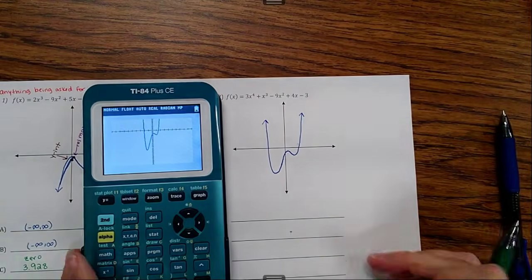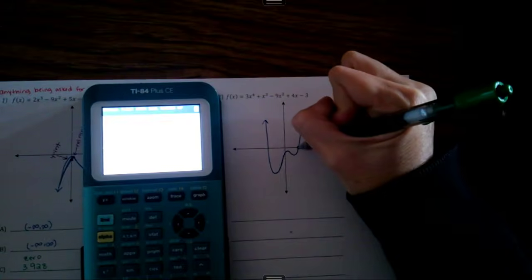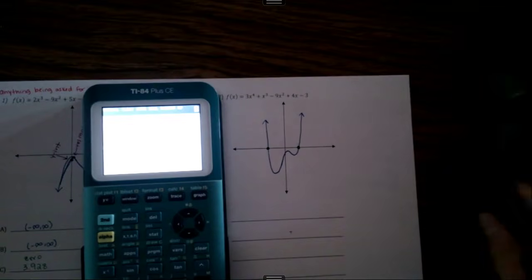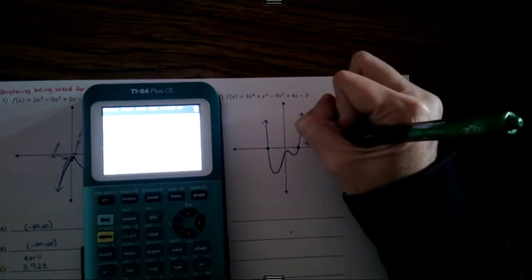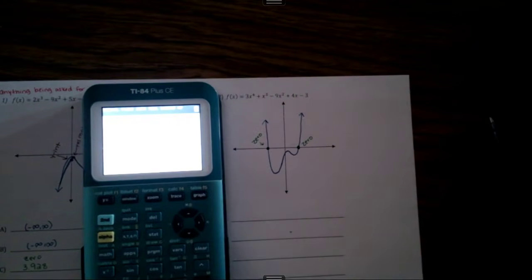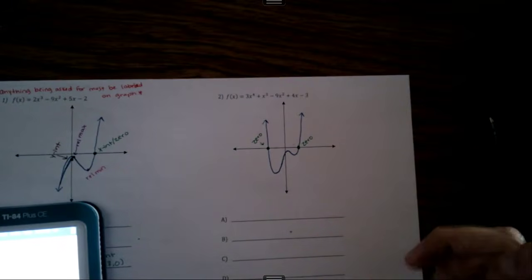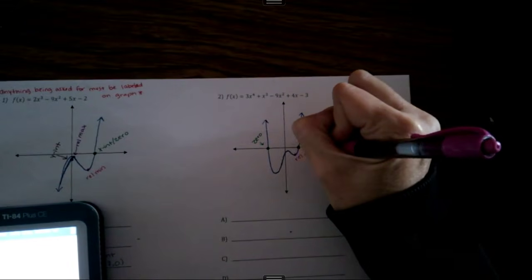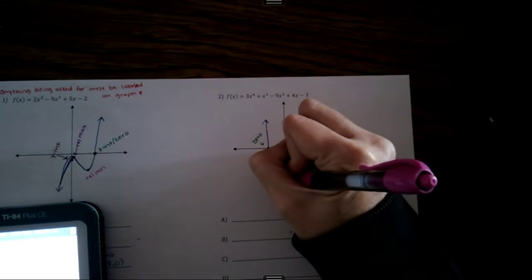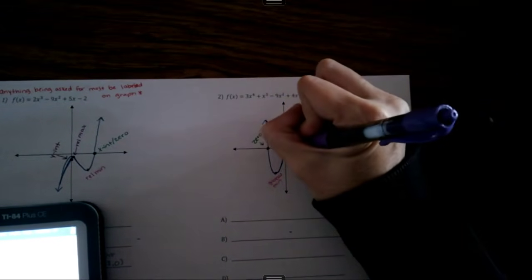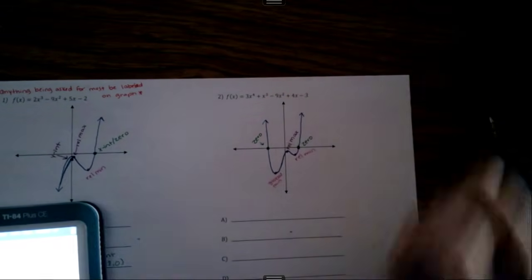Okay, so I have zeros here and here, and I have a relative minimum here and a global minimum here, and then I have a relative maximum here.